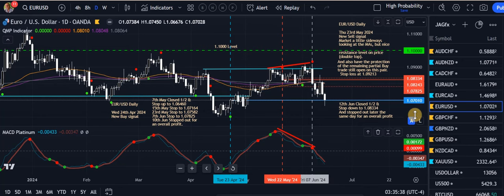So I was stopped out for an overall profit on the sell and an overall profit on the buy. So I've got no trades on at the moment on the euro side of it. It's just one of those unlucky ones where you spiked out. Yeah, stopped out on a spike. Pain in the butt. So no trades on. I'll tidy up the chart after I'm done.